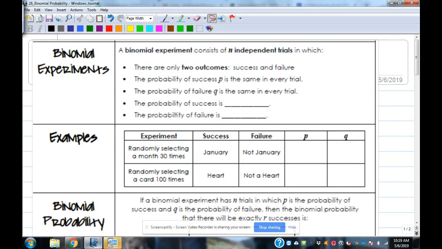Binomial experiments. Binomial, the prefix bi means two, right? So there's only two things that can happen, either a success or a failure. That's what makes it binomial.